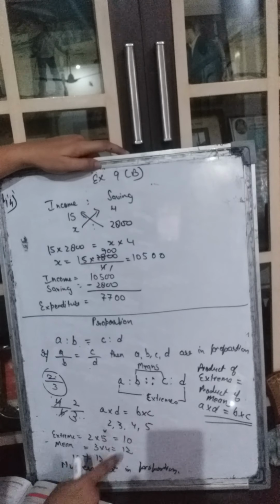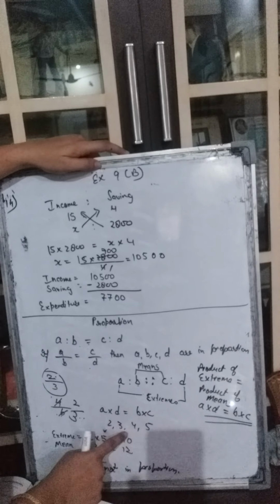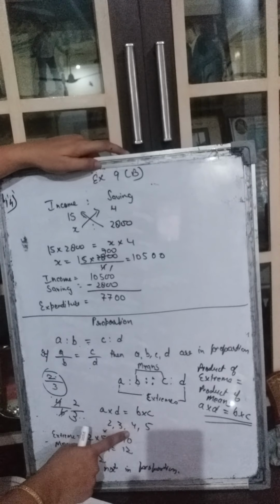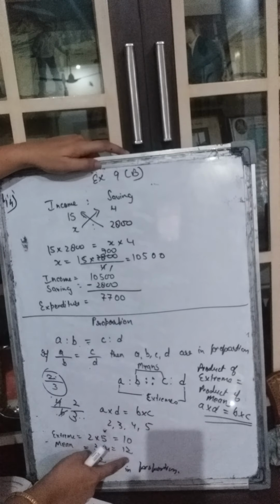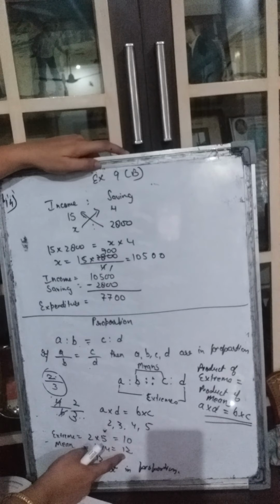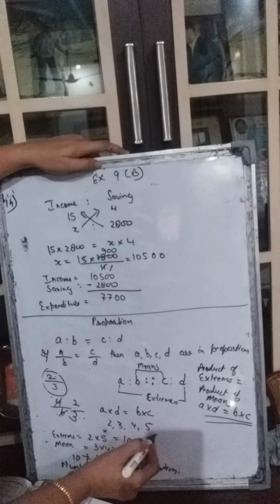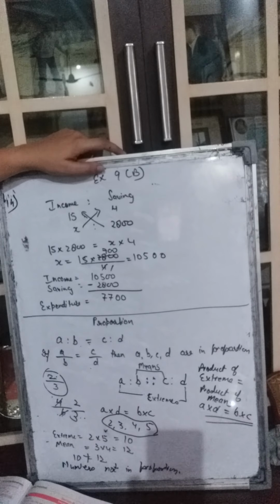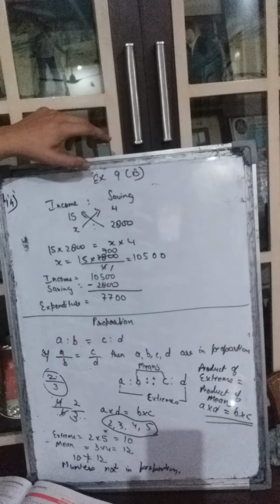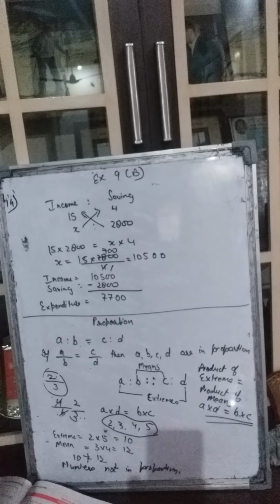Okay. Now let's find the product of means. Means are the inner numbers. Okay. Inner numbers. So 3 into 4 gives you 12. Is 10 equal to 12? No. That means these numbers are not in proportion. Got it? It will be more clear when we do the exercise.